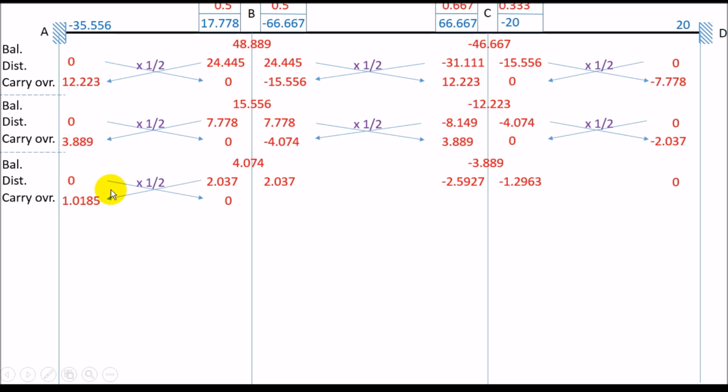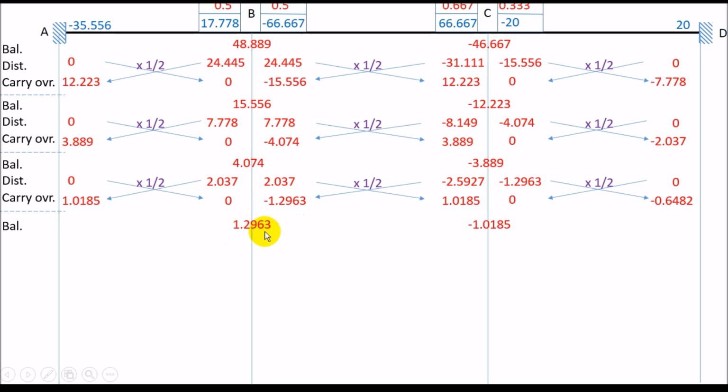So carry over meaning this becomes 0, this becomes 1.0185, this becomes 1.0185, this is minus 1.2963, this is minus 0.6482, and this is 0. Third iteration done. Fourth iteration, again I will balance this, that is, the beam will produce a clockwise moment of 1.2963 to balance the anti-clockwise moment. Here it will produce an anti-clockwise moment of minus 1.0185.